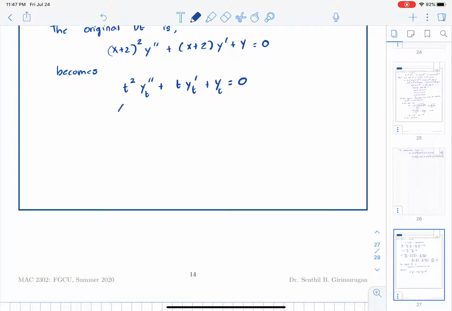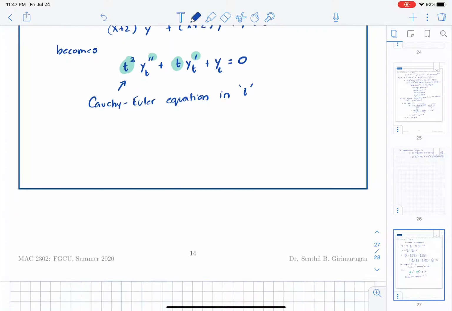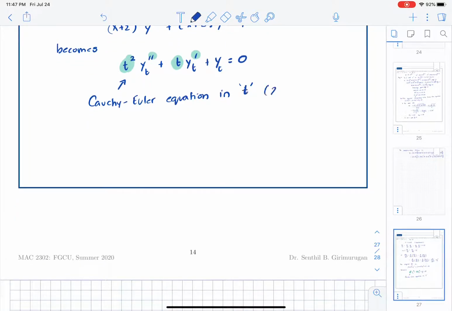Now that is a Cauchy-Euler equation in t. Instead of x squared, we have t squared, matches with the derivative. Instead of x, we have t, matches with the derivative, and we have yt. And second order.